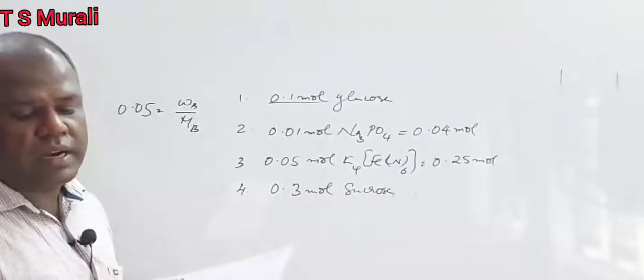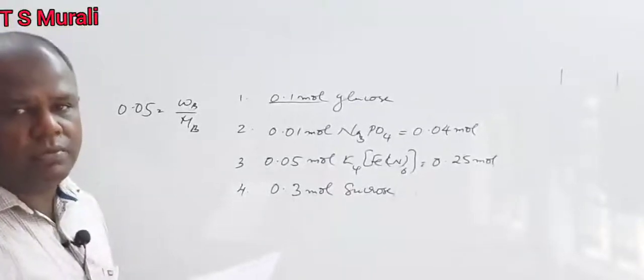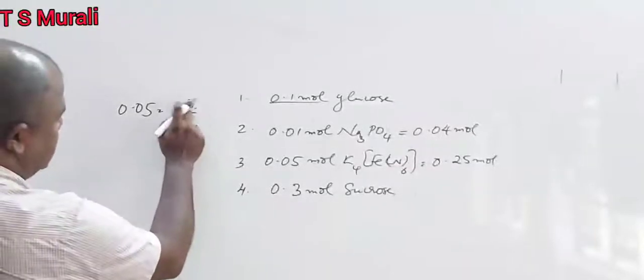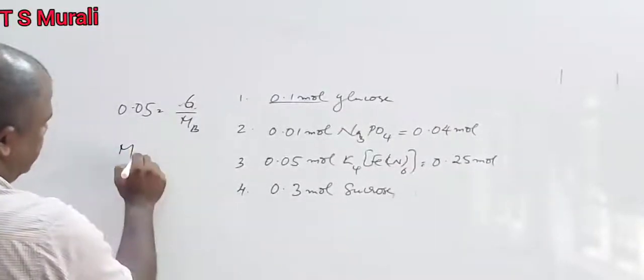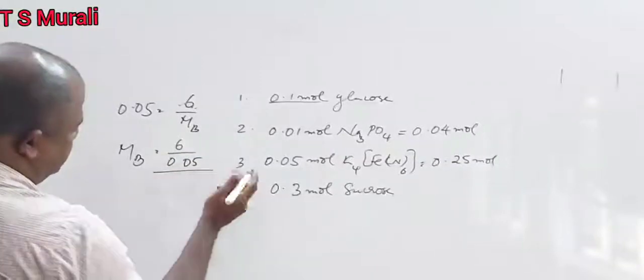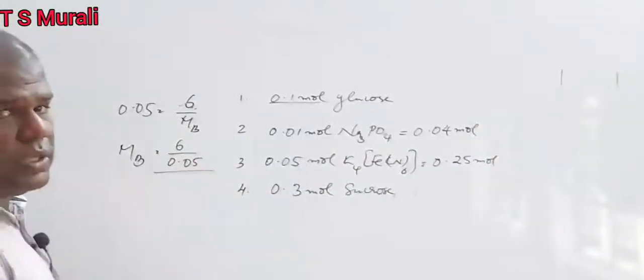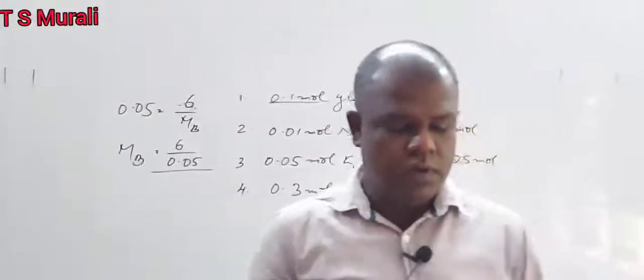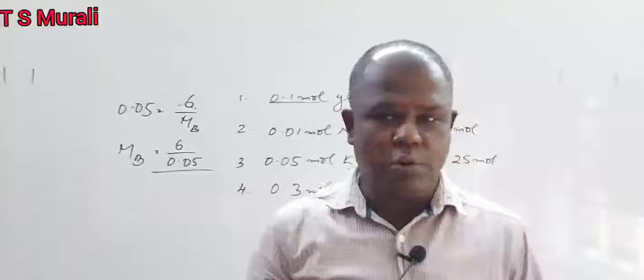1 liter of solution contains 6 gram of the compound. So the compound weight is 6 gram. So what is the molecular mass? It is equal to 6 by 0.05. So that you are getting the molecular mass of the compound. The problem is not over.